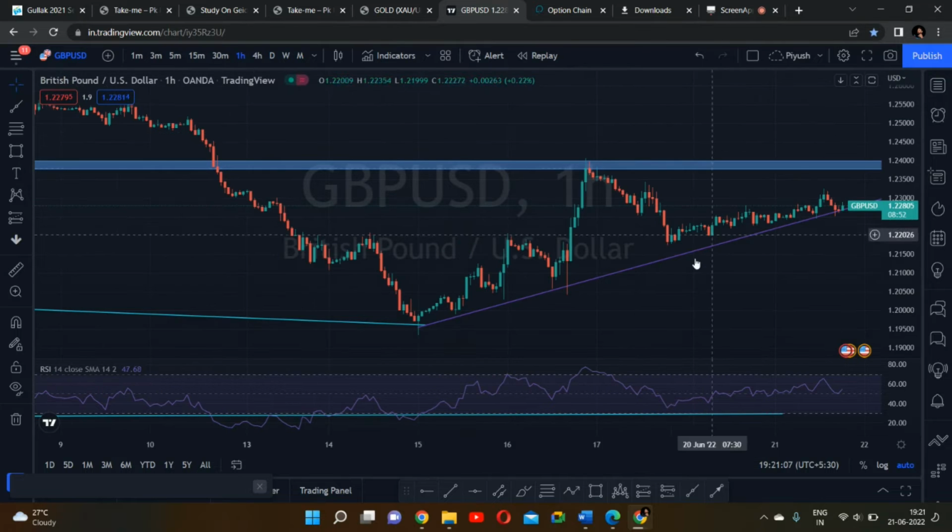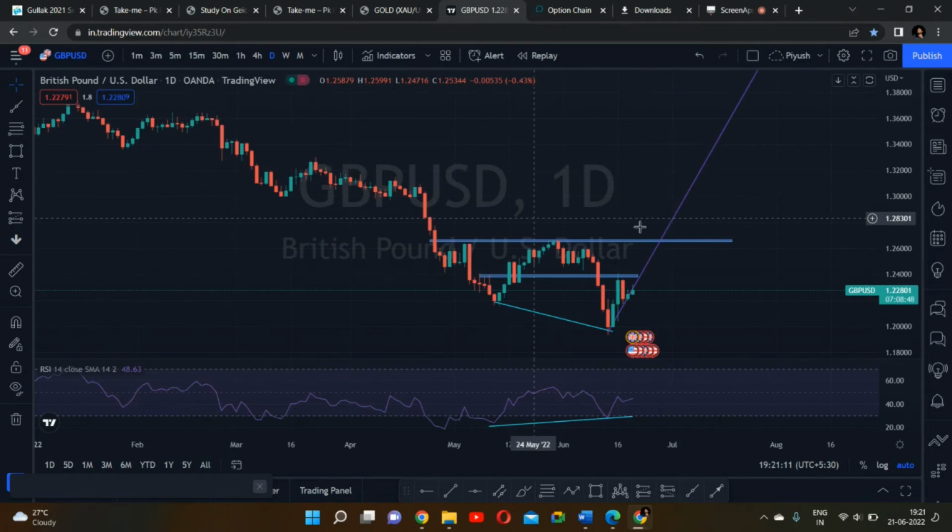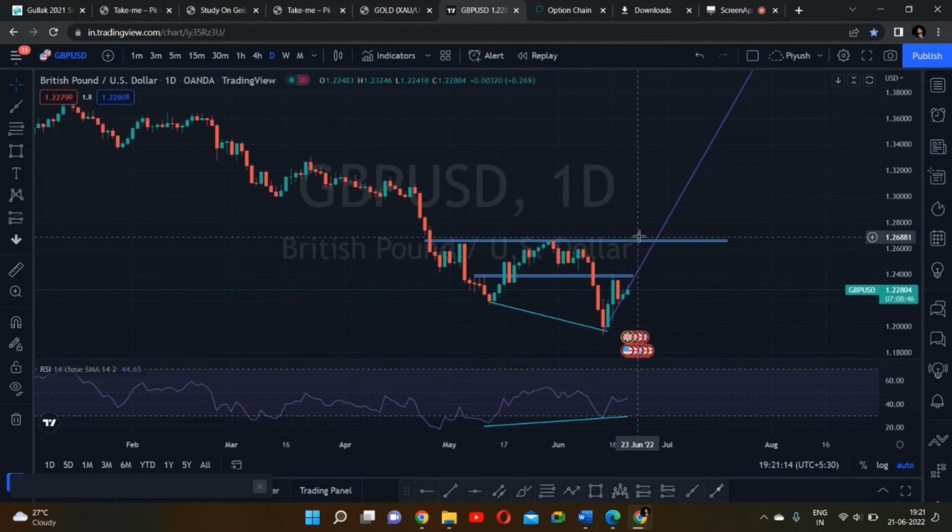And another trading opportunity in this same pair is obviously the breakout of this level, that is 1.260. The breakout of 1.26 is going to be our second opportunity. And please keep track of it.